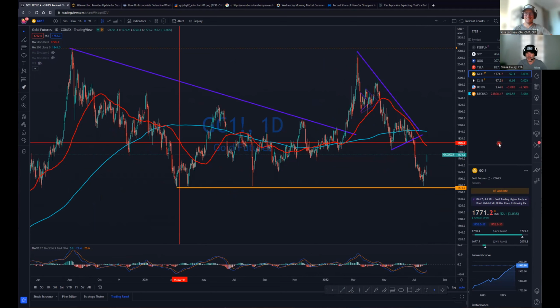So I wouldn't be trading this long as a trader, but again, long-term holders of gold might be interested in adding to a position here, depending on where they got in. So I think it's still got some work to do before it gets out of the downtrend that it's in. But yeah, that's how it looks.